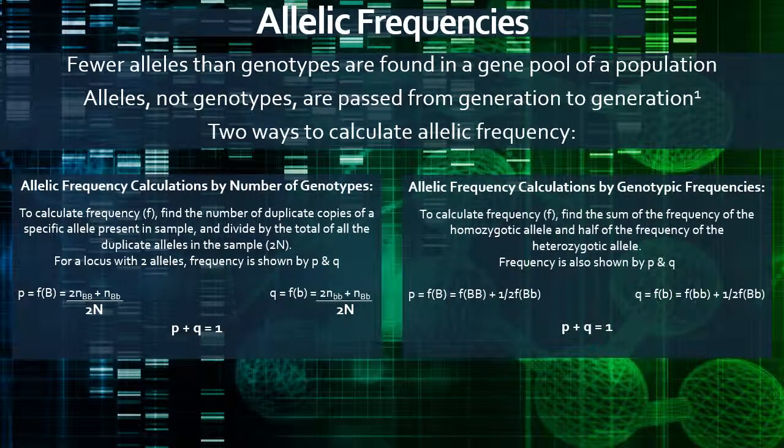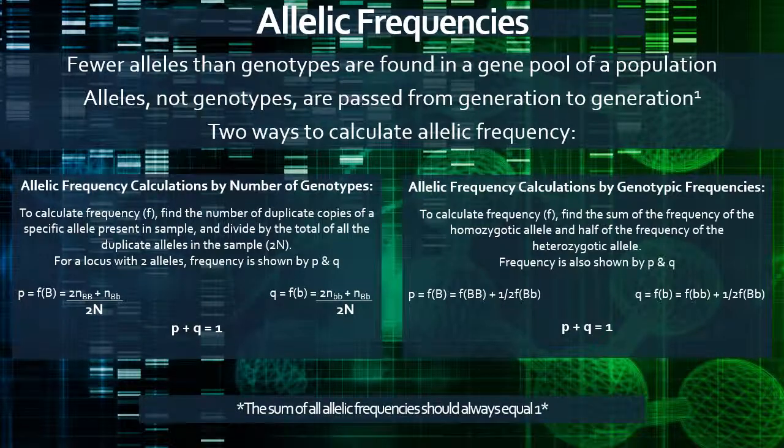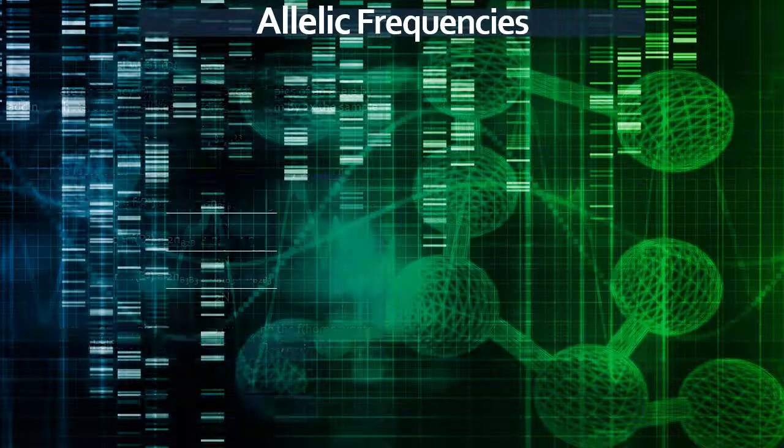The second calculation is using genotypic frequency. Find the sum of the frequency of the homozygotic allele and half the frequency of the heterozygotic allele. Frequency is also shown by P and Q. And note that the sum of all allelic frequencies should always equal 1.